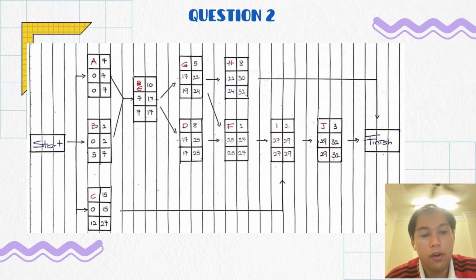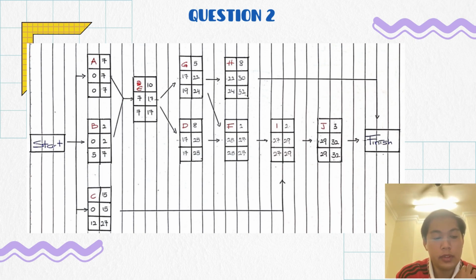From G and D, we have the LS of H and F, which are 24 and 25. For G, we choose the lowest one, 24, and 24 minus 5 is 19. For D we use 25, so it gets 17. For E, it has two, G and D, and the lowest LS of G and D is 17, so E uses 17 for LF and gets LS 7.